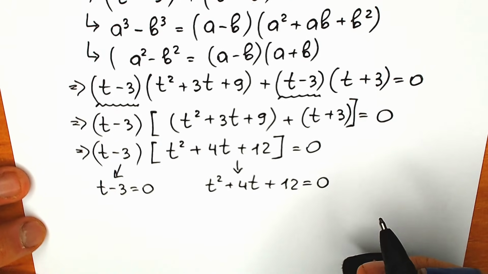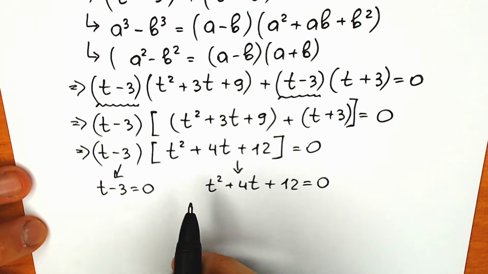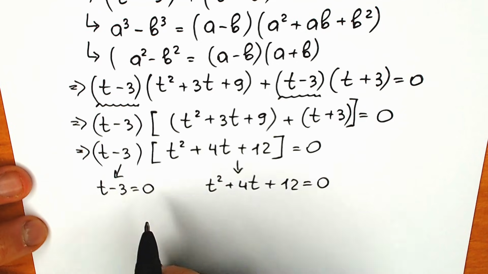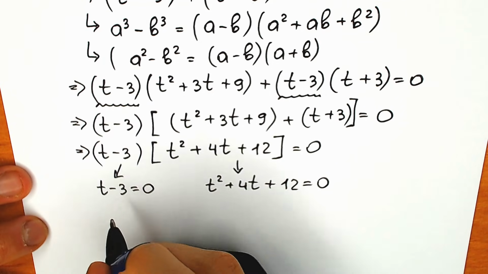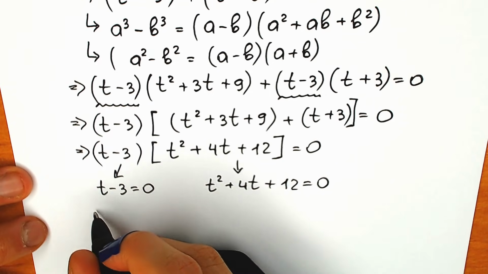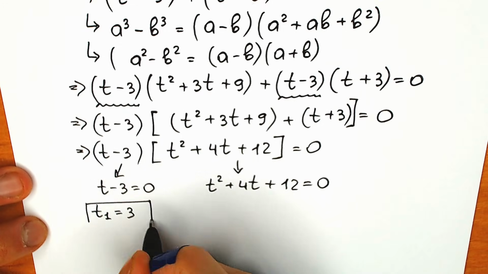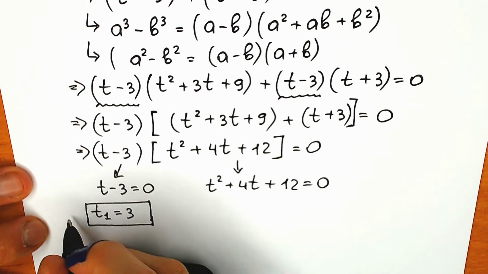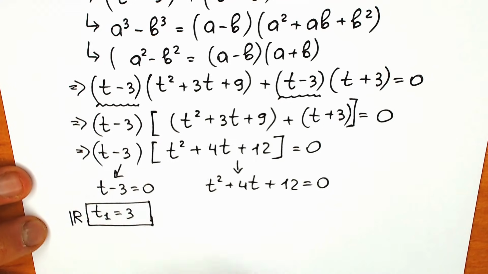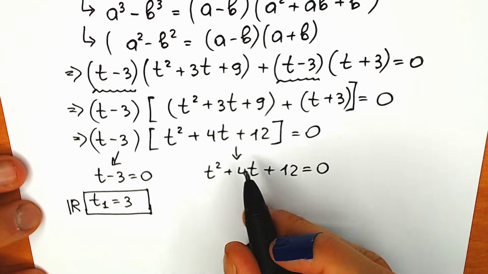Okay, really great. And what are we going to do next? Of course, we have a product of two parentheses, and we can solve this part real quick without any problems, because t minus 3 equal to 0, so t first is equal to 3. This is our first answer, first root. This is our one real number root, and we found it. Right now, let's solve another branch.